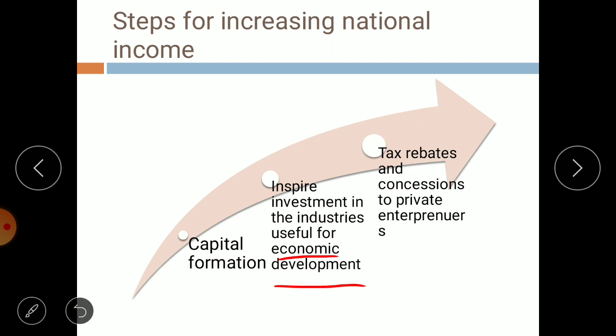So national income can be increased when those kinds of industries which are useful for economic development will be developed. And what are those kinds of industries? I have given you examples just now: sugar industry, textile, cement industry, so many industries producing a basic product which is required in our day-to-day life. Those industries will be termed as industries useful for economic development. So the task of government is to inspire investment, to create more of this kind of industries in our economy.